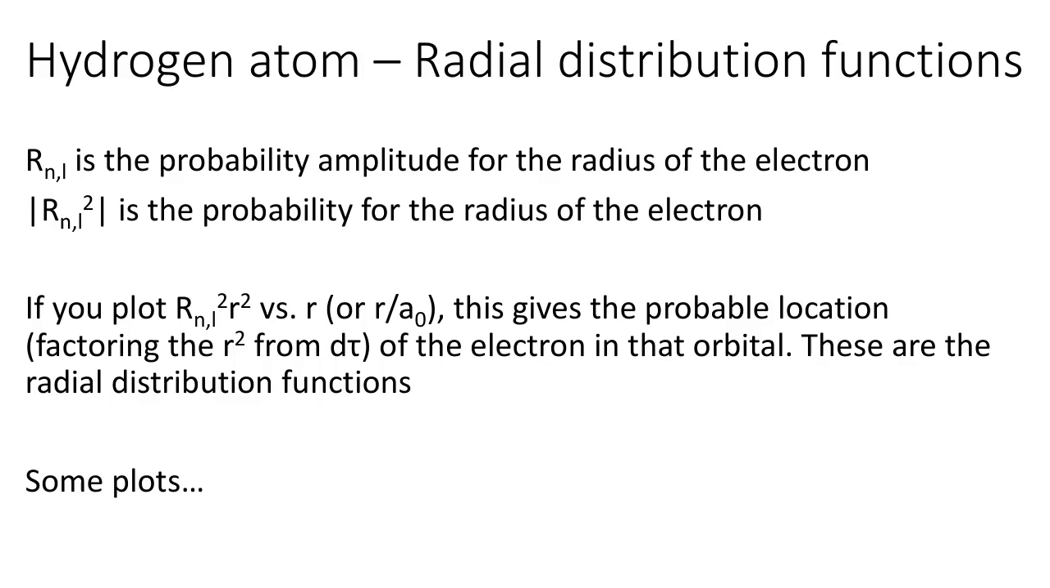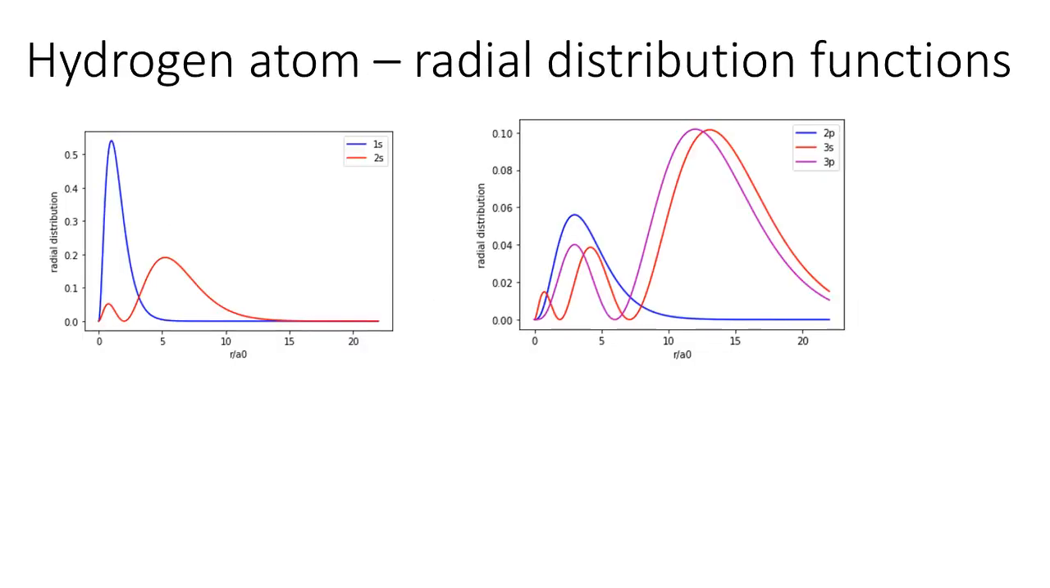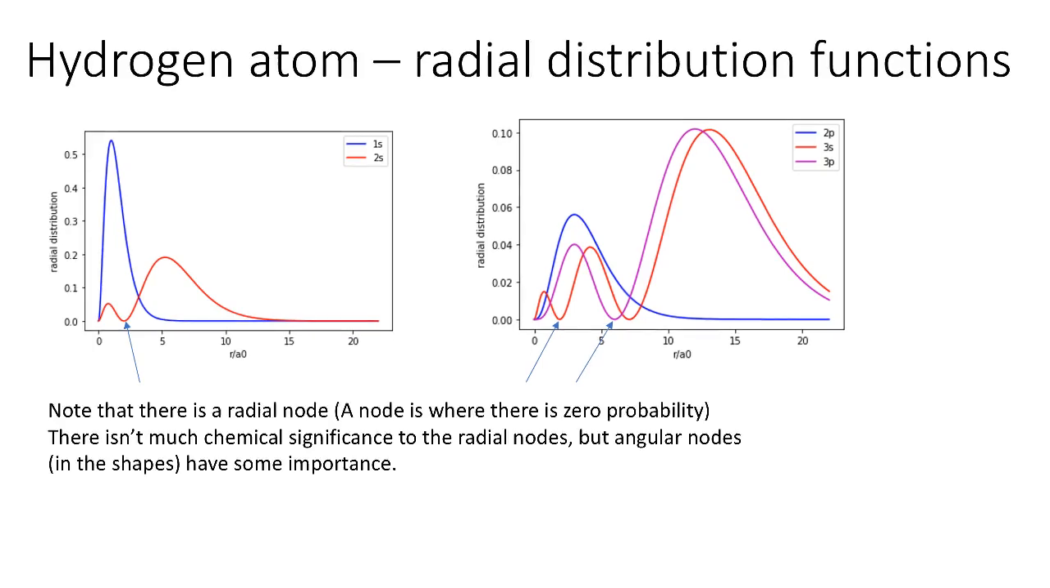So let's show a couple plots. On the left, I have a plot of the 1s and 2s radial distribution functions. On the right, we have the 2p, 3s, and 3p orbitals. The x-axis has the radius in terms of Bohr radii, and the y-axis is the radial distribution. You'll notice that there are nodes, especially in the 2s. The 1s doesn't have a node, but the 2s, 3s, 3p and so forth have nodes. These are radial nodes, just a place where there's zero probability for the electron to be.